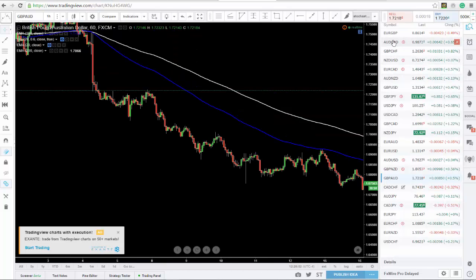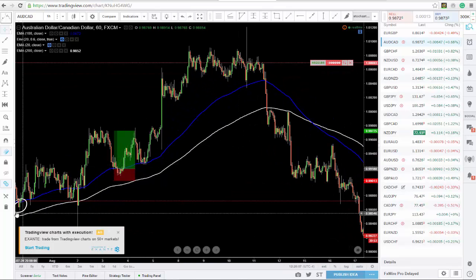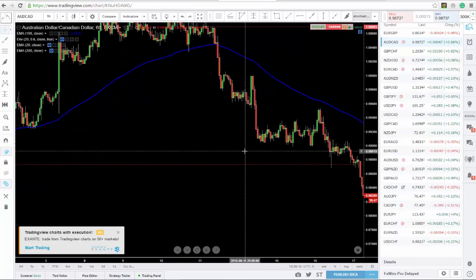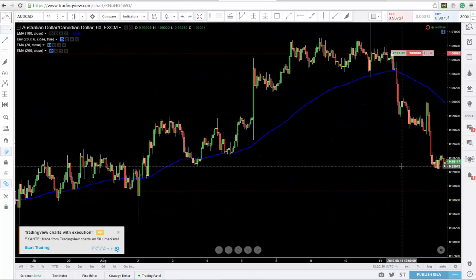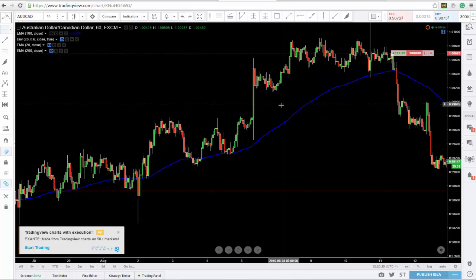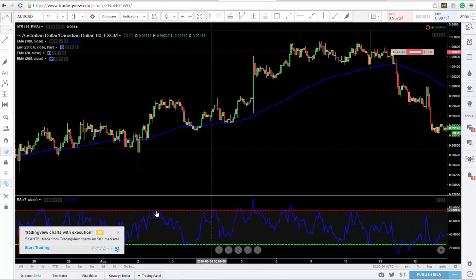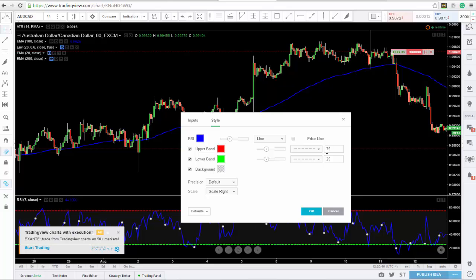And I'm just going to pick a random pair, Aussie Canada, why not, and let's delete all the drawings that are on here now and get rid of the 200. So now we're on the Aussie Canada with a 100 period moving average. Now what are some other commonly used indicators? Obviously an EMA is a pretty commonly used indicator, and if we take a look down here, you'll see that I have an RSI, which is a 7 period RSI, and the inputs that I use on my RSI are a 7 period RSI with a 75 overbought line and a 25 oversold line.